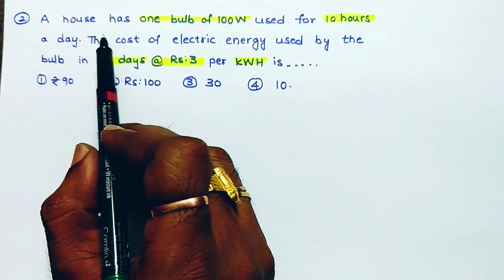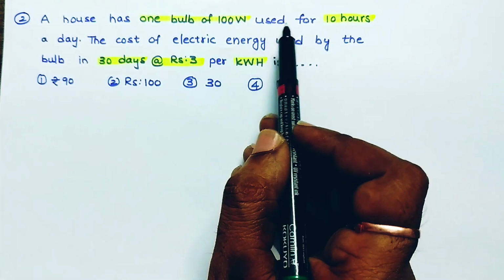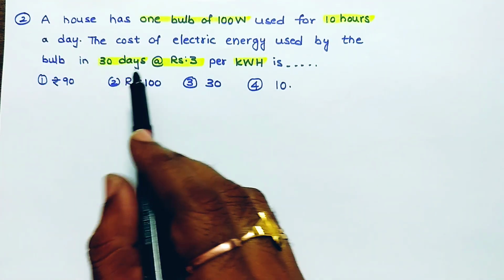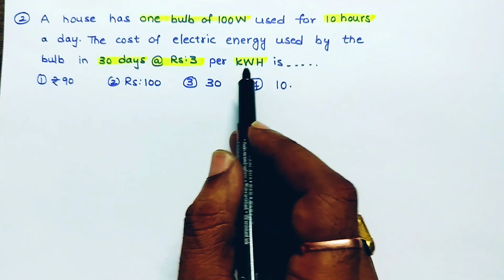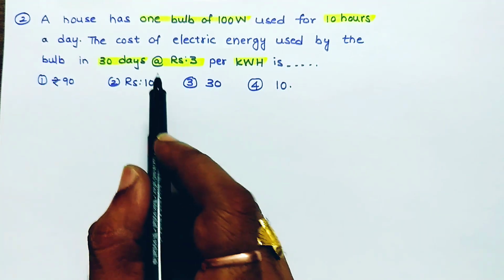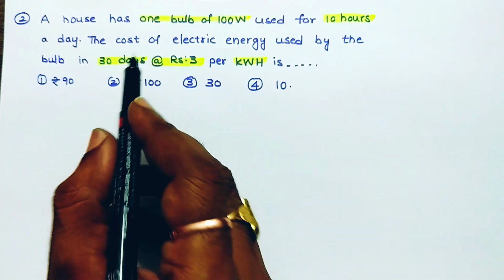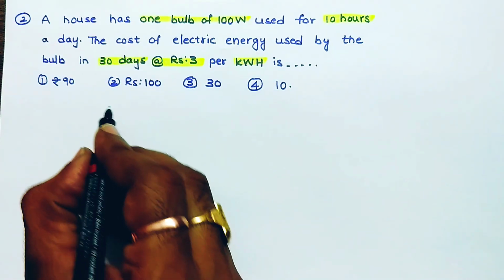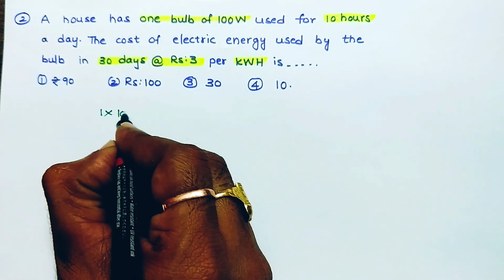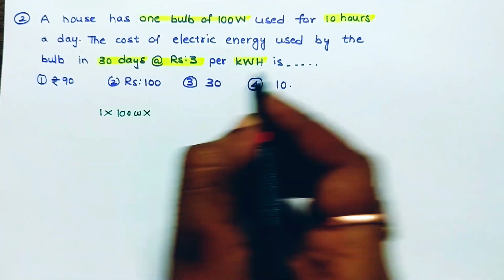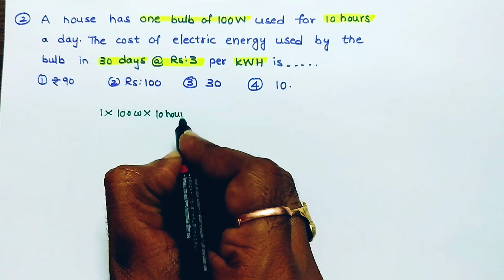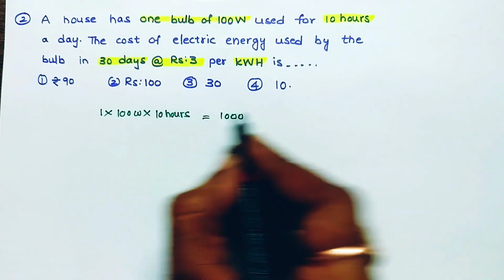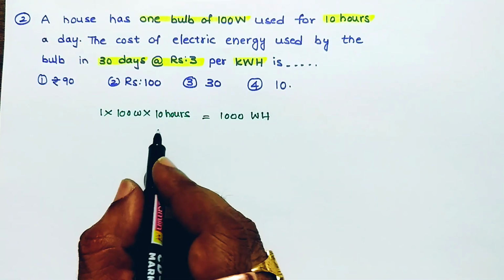In this problem, a house has one bulb of 100 watts used for 10 hours a day. The cost of electric energy used by the bulb in 30 days at 3 rupees per kilowatt hour is. So we have to measure the power consumption here. So multiply the number of bulbs, wattage and the usage. That means one bulb into 100 watts into 10 hours per day. So this is equal to 1000 watt hours, and this is for a day.